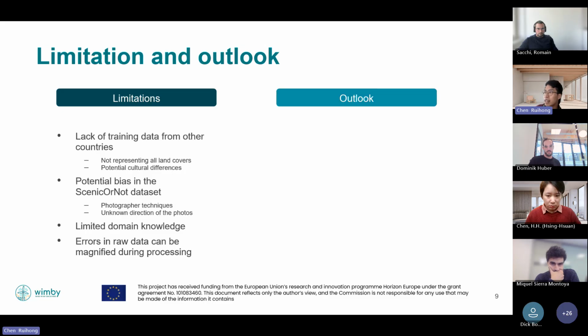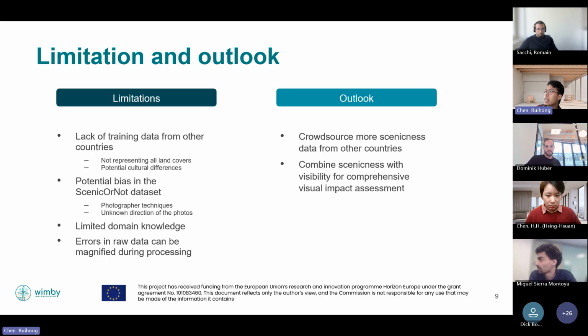And here's finally an outlook. So obviously, to improve the accuracy, we need to crowdsource more scenicness data from other countries to improve the representativeness of the land coverage. And then the application of this scenicness data, we can combine it with visibility analysis to have a comprehensive visual impact assessment.